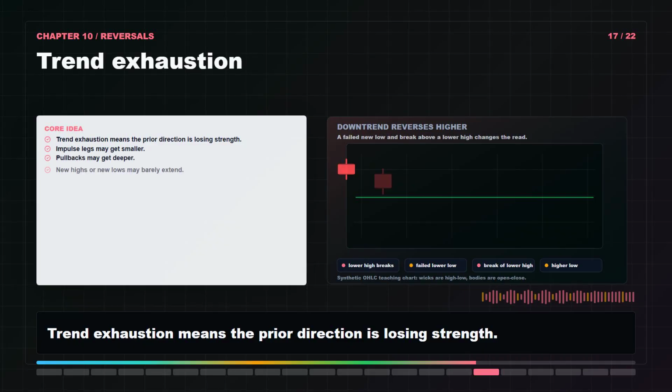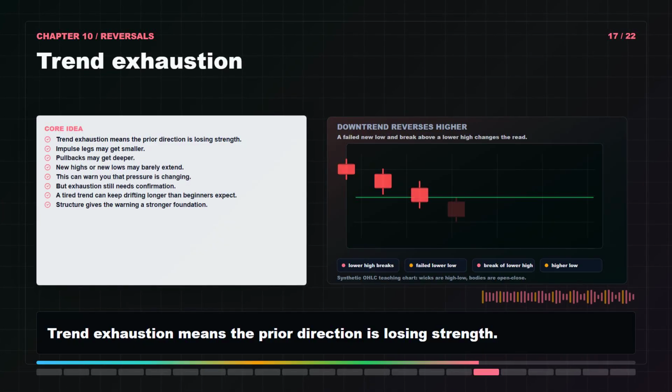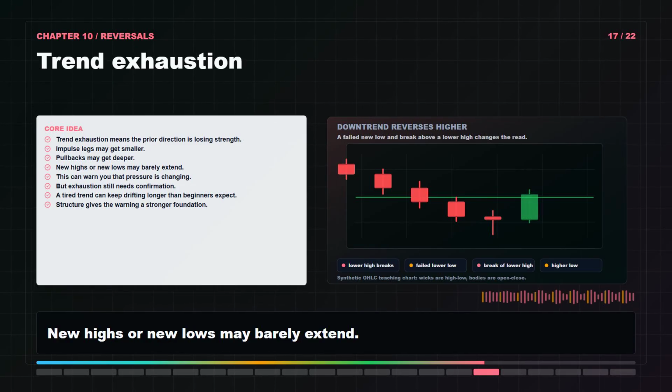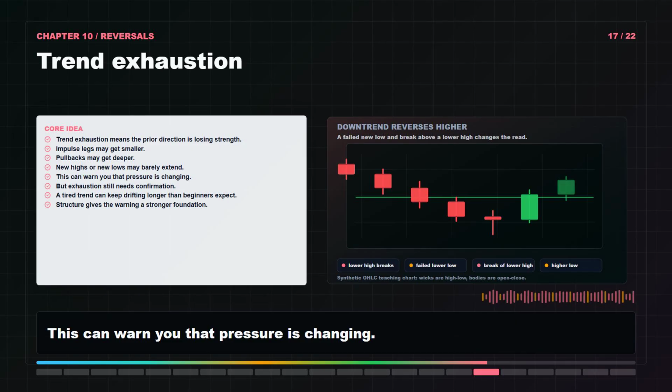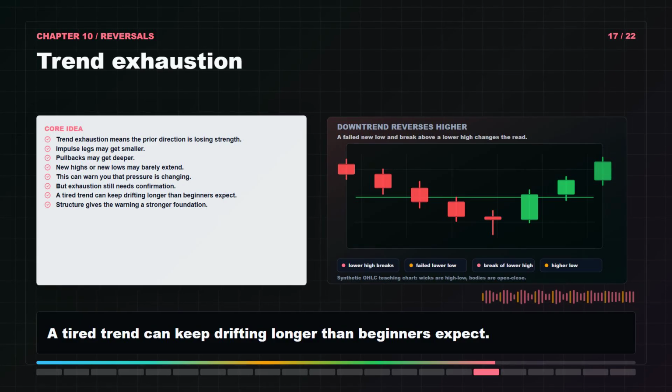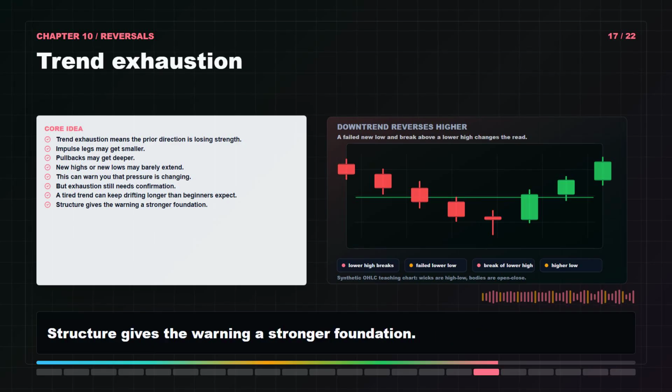Trend exhaustion means the prior direction is losing strength. Impulse legs may get smaller. Pullbacks may get deeper. New highs or new lows may barely extend. This can warn you that pressure is changing, but exhaustion still needs confirmation. A tired trend can keep drifting longer than beginners expect. Structure gives the warning a stronger foundation.